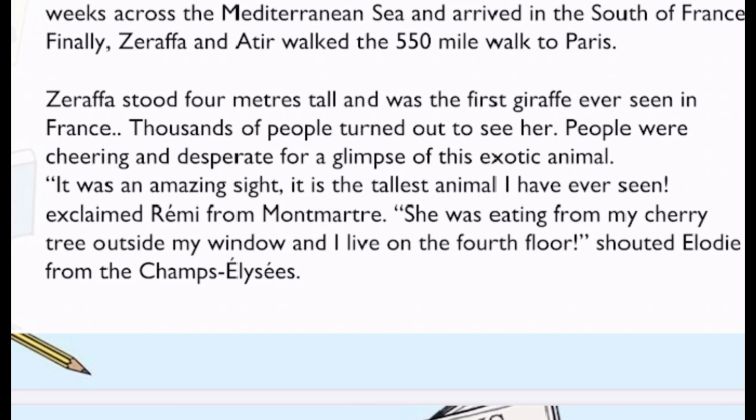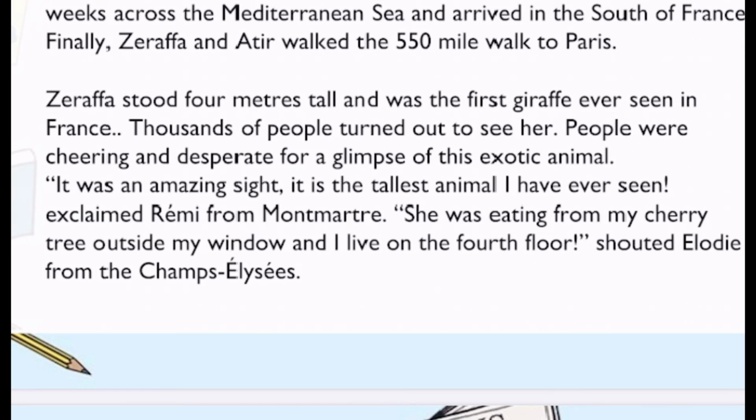Zarafa stood 4 meters tall and was the first giraffe ever seen in France. Thousands of people turned out to see her. People were cheering and desperate for a glimpse of this exotic animal. It was an amazing sight. It is the tallest animal I have ever seen, exclaimed Remy from Montmartre. She was eating from my cherry tree outside my window, and I live on the 4th floor, shouted Elodie from the Champs-Élysées.